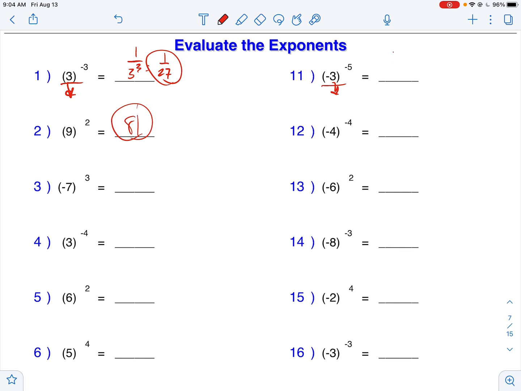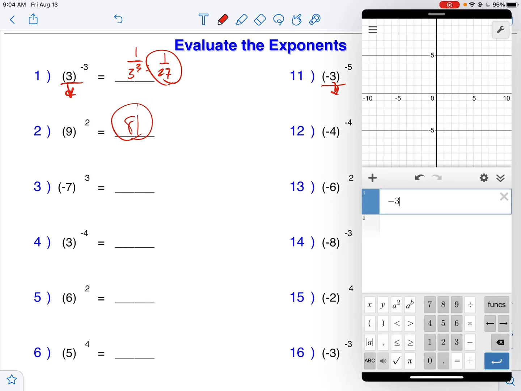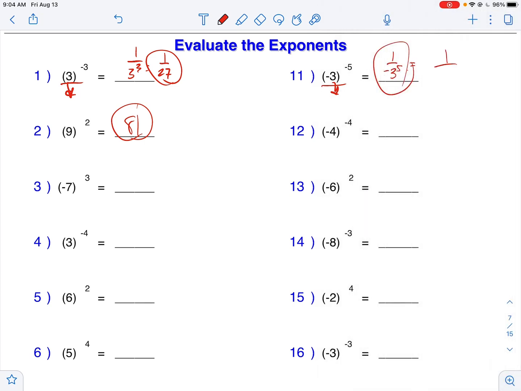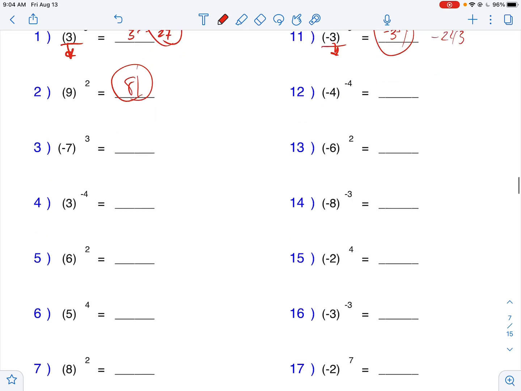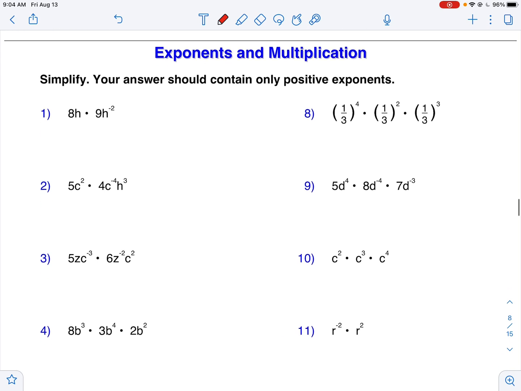This one jumps. So it becomes 1 over negative 3 to the fifth. And I'm just going to leave it because it's bigger than to the third. If you did do it, what's negative 3 to the fifth? Negative 243 if you actually did it. And I know it needs to be negative because it's odd. If it was even, it has to be positive. Watch out for that. Now we put letters in the mix, okay?